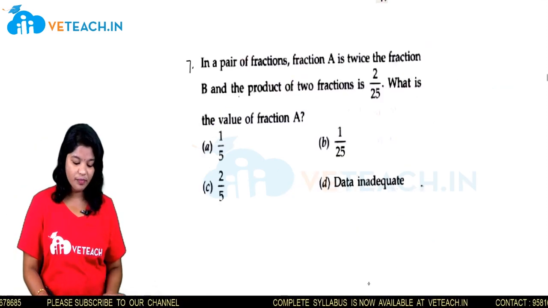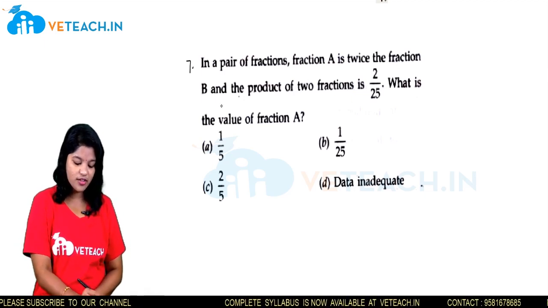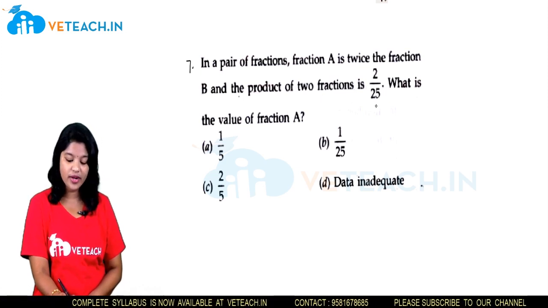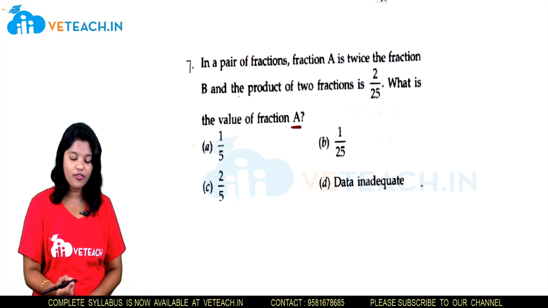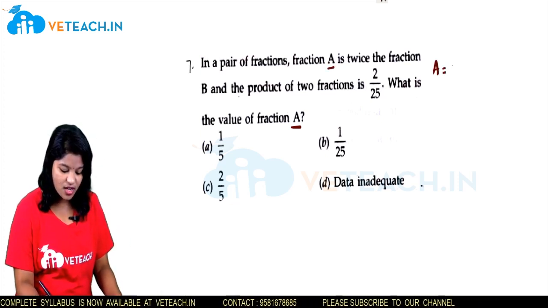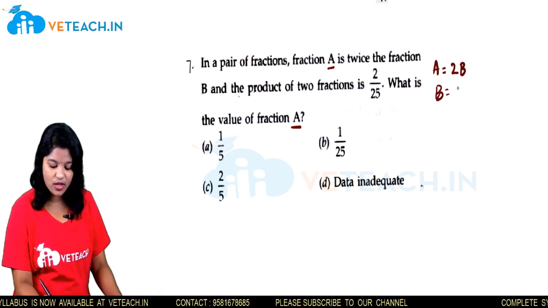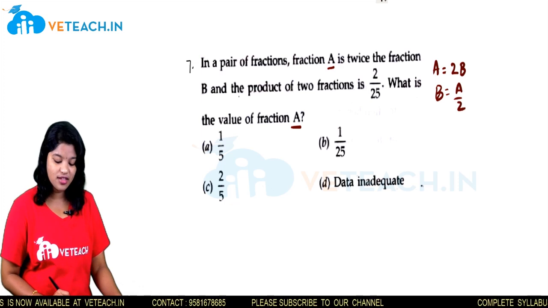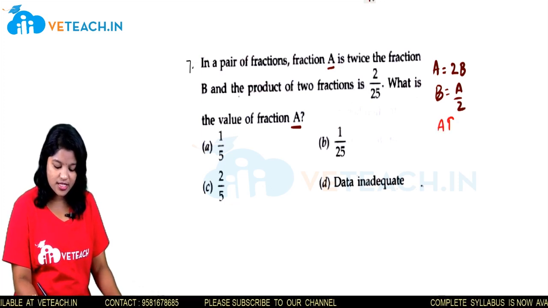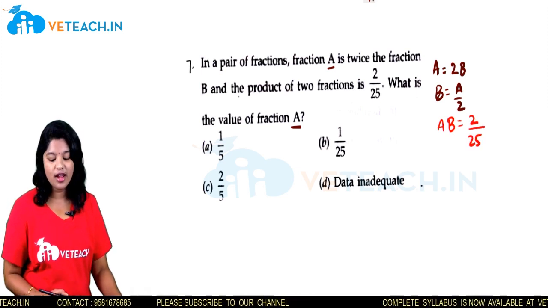See the next question. In a pair of fractions, the fraction A is twice the fraction B and the product of two fractions is 2 by 25. What is the value of fraction A? So here they have given fraction A is twice the fraction B. That means B is equal to A by 2, that is half of A. And they also given that the product of two fractions, that is A into B, is equal to 2 by 25. We need to find the value of A.